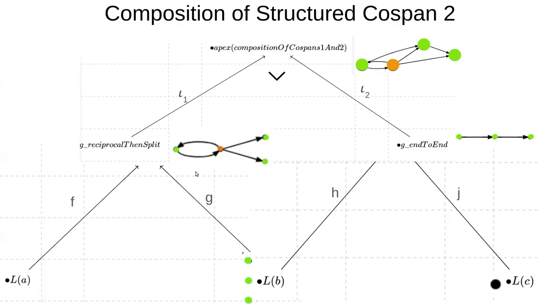pushout square, right? We have G and we have H, and it's a pushout square here in the category of graphs. And so that pushout, this is injection two, this is injection one. These are graph homomorphisms, right? That just kind of, you know, stick it in there.